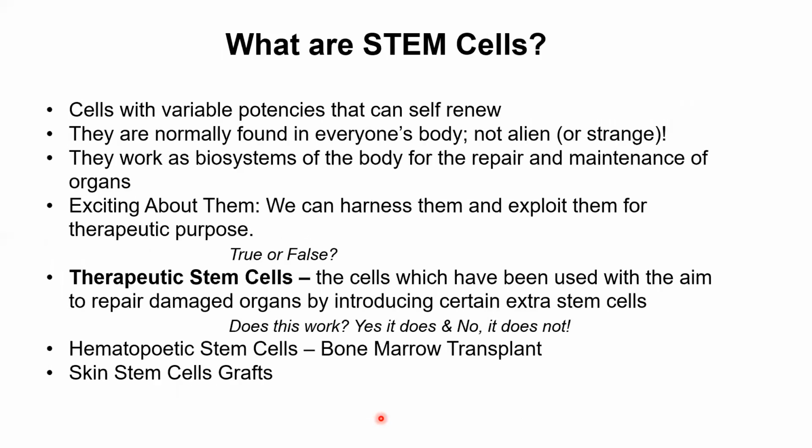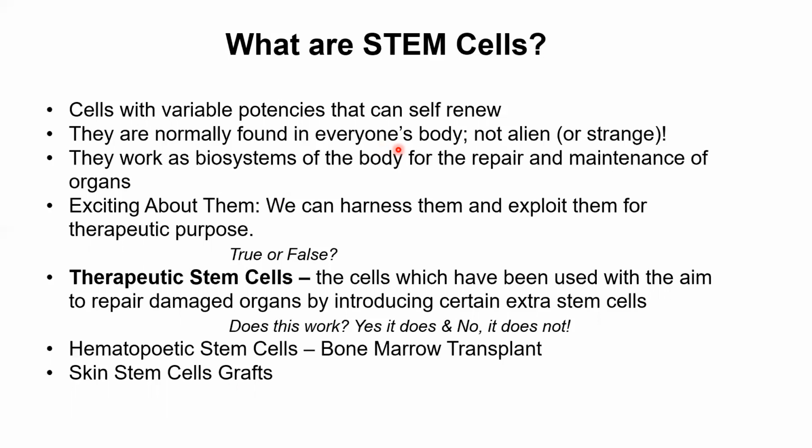Okay, so now let's define stem cells. What are stem cells? The simple definition of stem cells is that they are cells with variable potencies, as we discussed. A stem cell could be totipotent, pluripotent, unipotent, or bipotent. They are cells with variable potency that can self-renew.